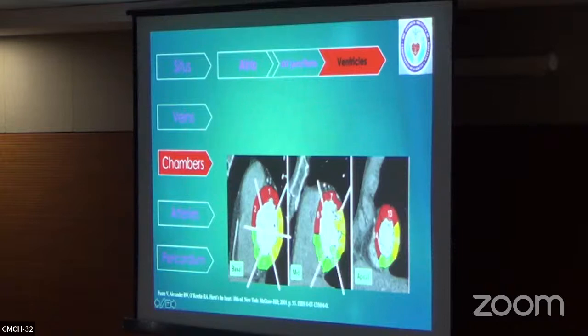Okay, and then similarly in the mid segment, and similarly in the apical segment, just draw the X. Don't draw the line in between. So this gives you 16 segments.